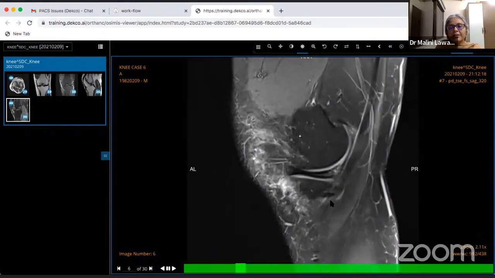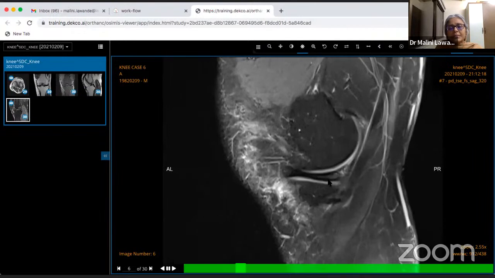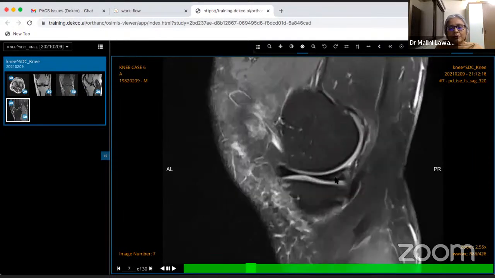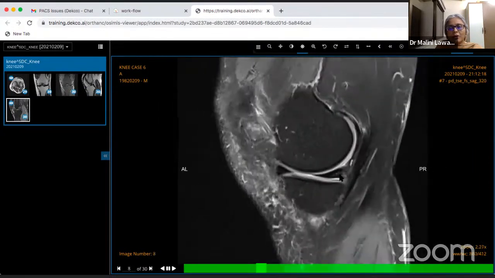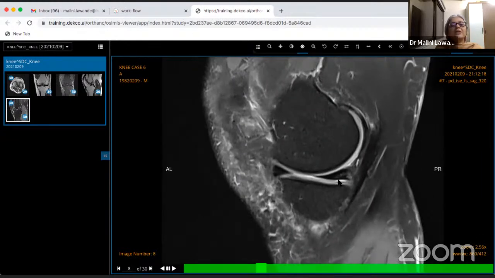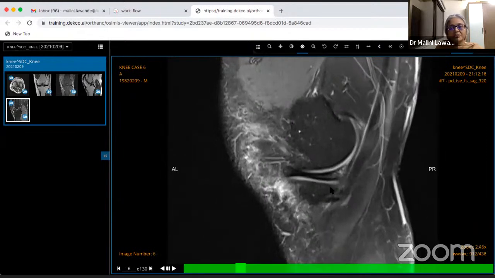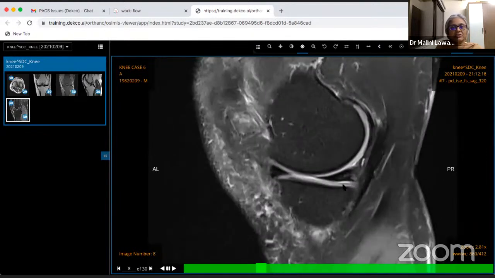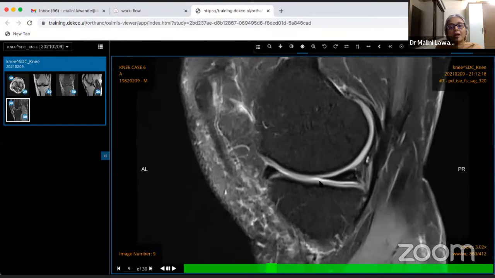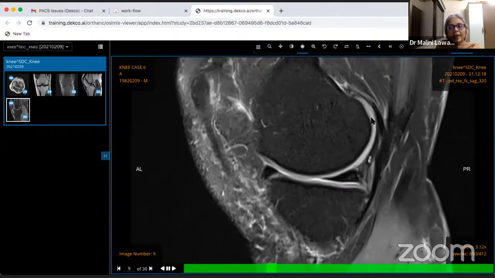This is the medial meniscus body. You can see bright signal in the posterior body and posterior horn, but it's not reaching the articular surface. So this is not a tear. This is just intrasubstance degeneration. Cartilage looks intact. We need to look at the anterior, central, posterior weight bearing medial femoral condyle as well as the posterior non-weight bearing medial femoral condyle.